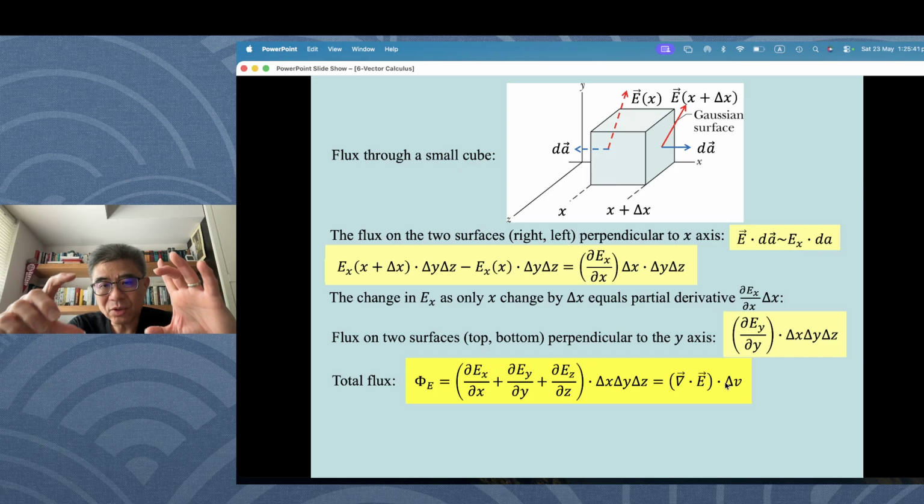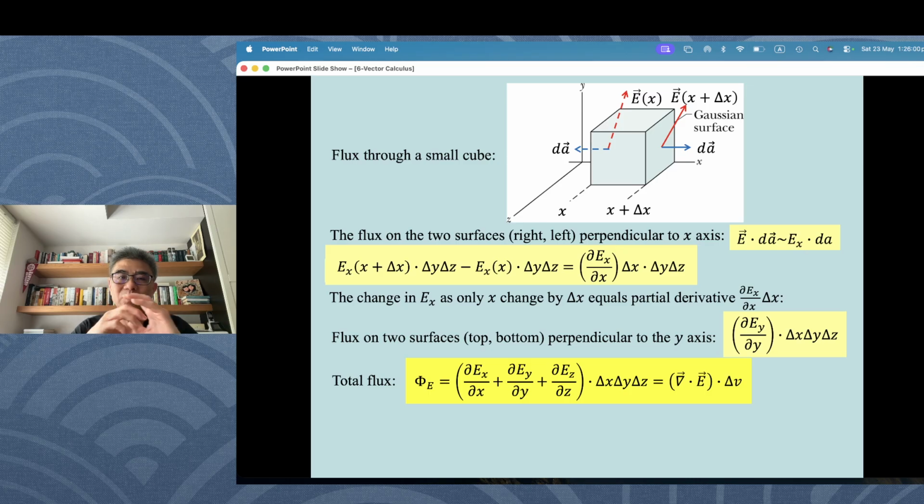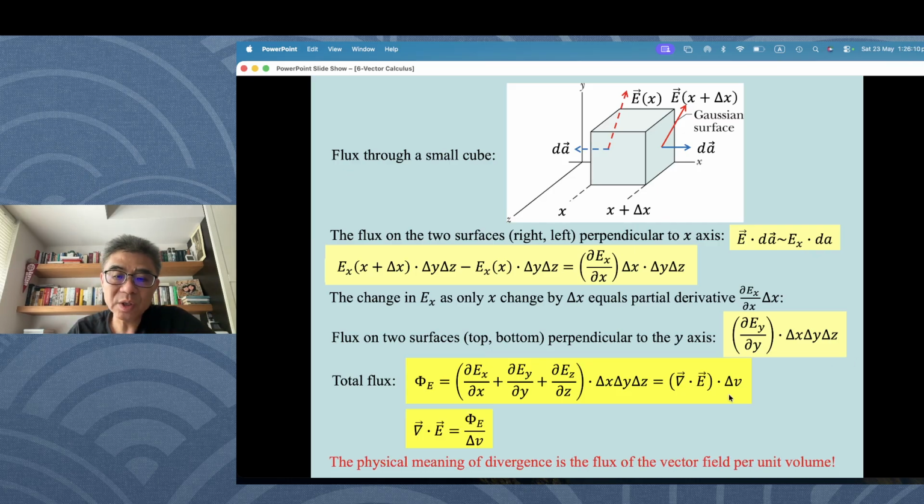We can eventually send delta V to 0. That means the volume of the cube will shrink to very, very small. So we assume that when it shrinks to a very small size, it doesn't matter whether it's a cube or not. Looking from outside, you can only see a very small volume. Whether it's a square, we think it does not affect the result. So we think that this result applies to any shape of small volume, not just a small cube.